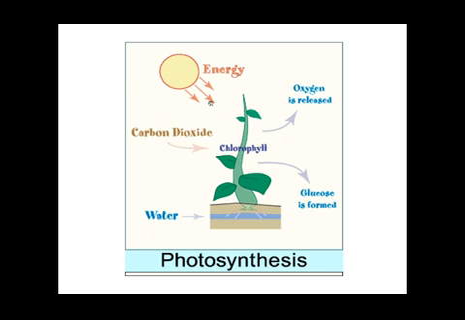This figure sums up the process of photosynthesis. Light energy is absorbed by the chlorophyll present in the leaves of the plant. The whole photosynthesis process takes place. Glucose is formed, which is stored as food in the plant. Oxygen is released. So let's move forward.